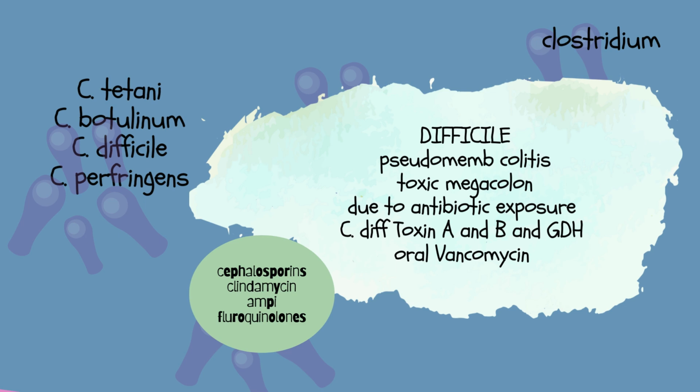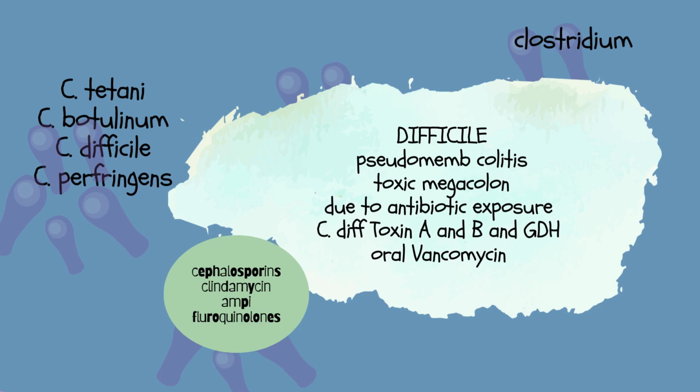And we send Clostridium difficile toxin A and B and GDH; the stool will be sent for this screening. The treatment of choice is oral vancomycin. Oral vancomycin is the treatment of choice for Clostridium difficile. It is postulated that vancomycin itself, in excess, can cause pseudomembranous colitis, but it is the treatment of choice. The major culprits are clindamycin, cephalosporins, fluoroquinolones, and ampicillin.